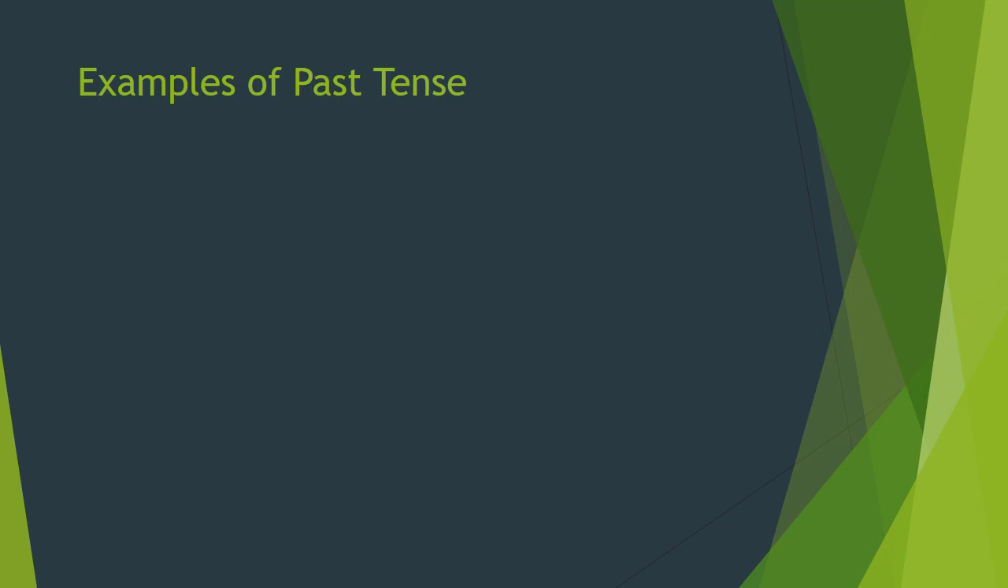Now let us learn examples of how to change a past tense of active voice to passive voice. First example, Reena typed a letter. Subject is Reena, verb is typed and object is a letter. So the verb typed here is in simple past tense. In passive, it will be was typed or were typed.